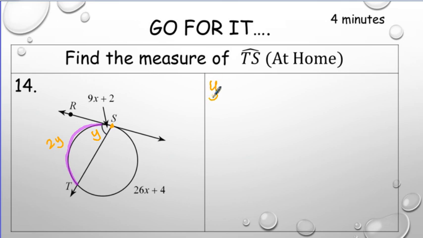Well, what I know is that y equals 9x plus 2. And I need to first solve for x in order to get this arc right here. So my 2y should equal double this angle. So I'm going to write this as 2y. They didn't give it to us, but if I double this, then I would know what this arc out here is.